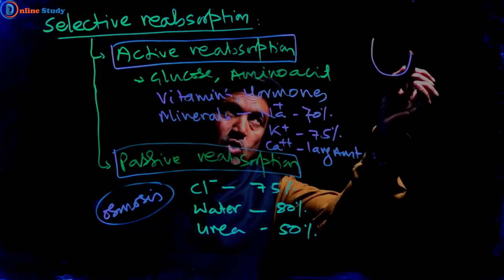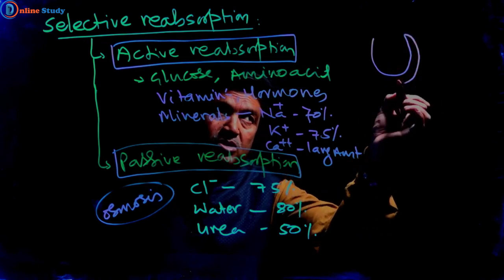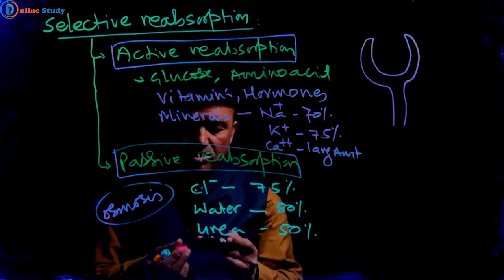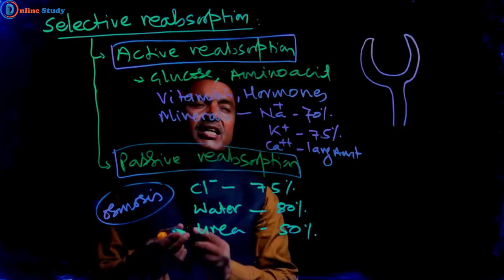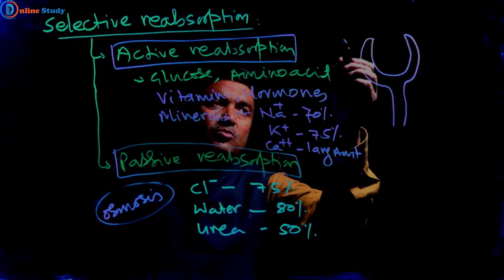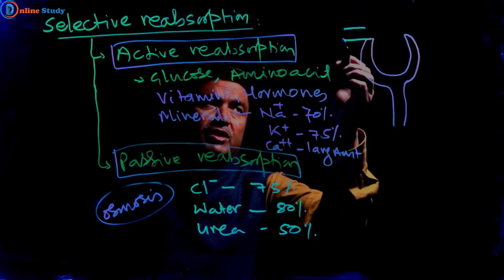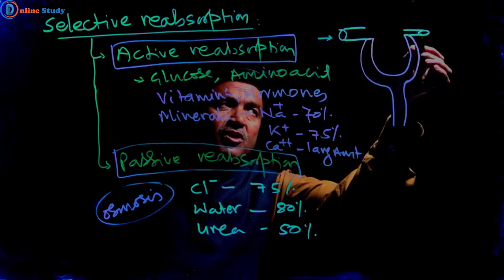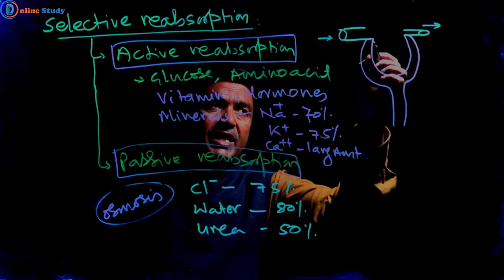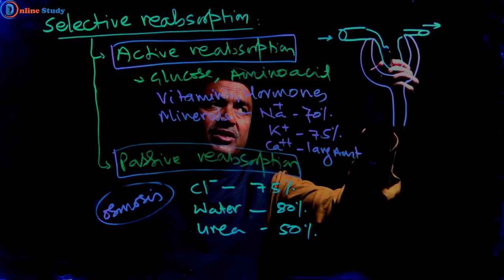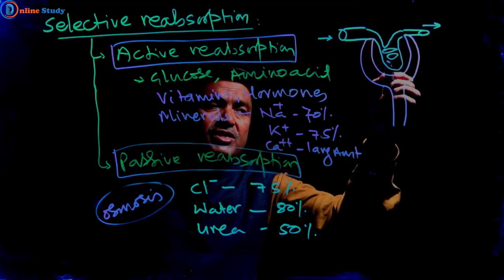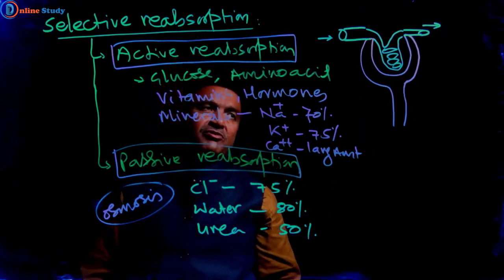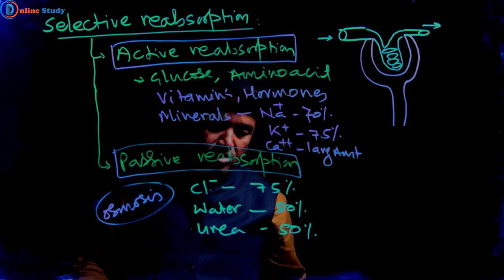Now we can see here the structure. This is Bowman's capsule, and blood enters through the afferent arteriole and leaves through the efferent arteriole. And here we can see a tuft of capillaries, that is glomerulus.